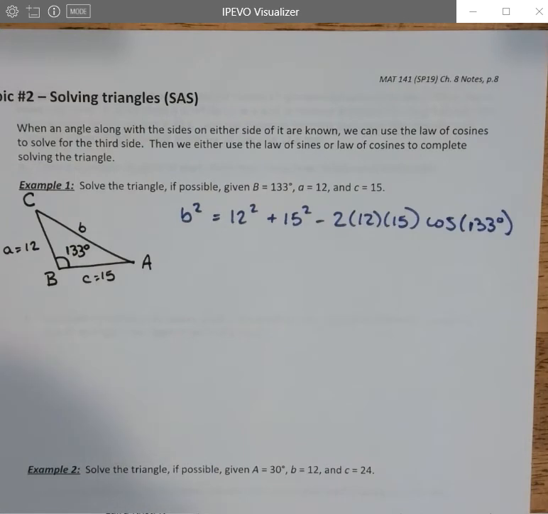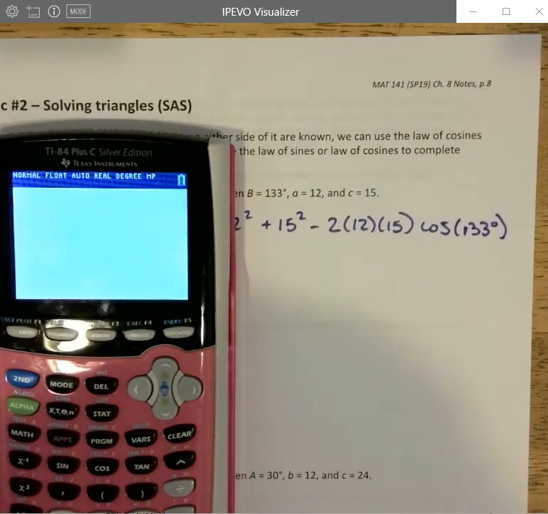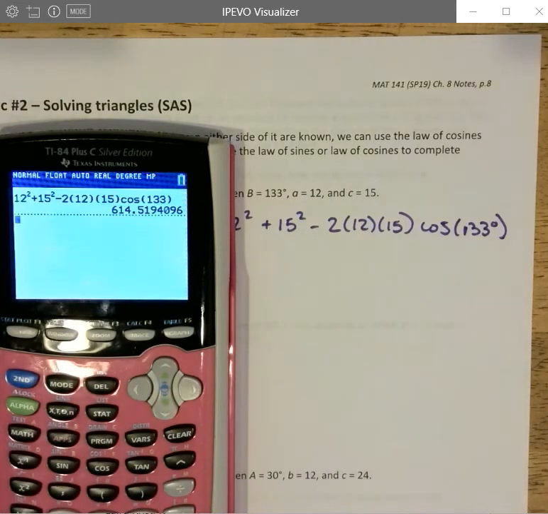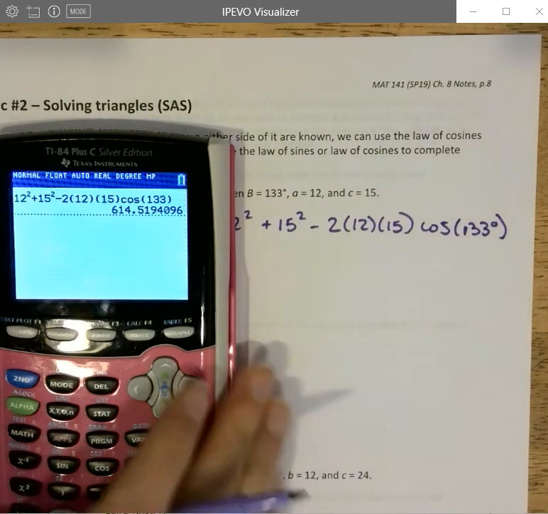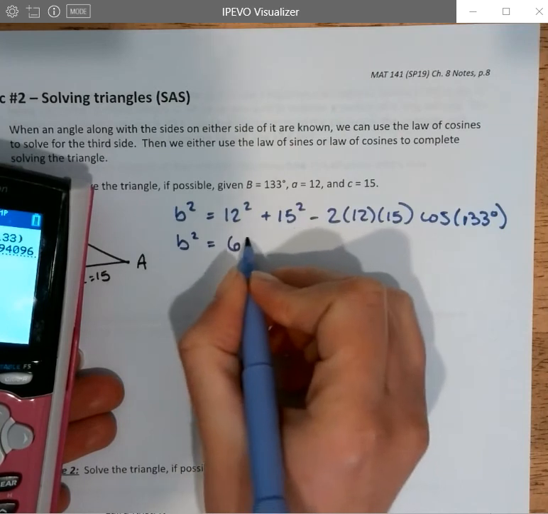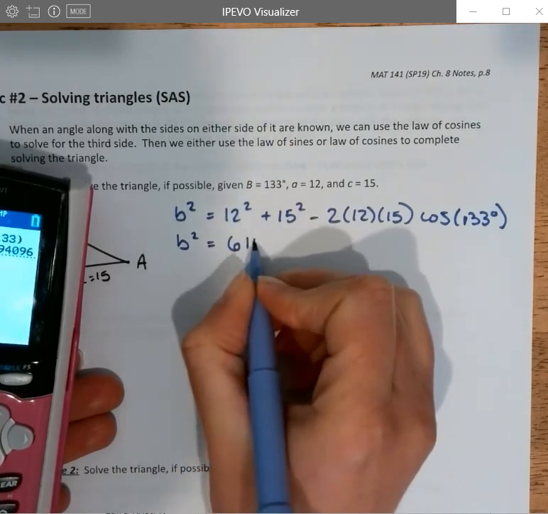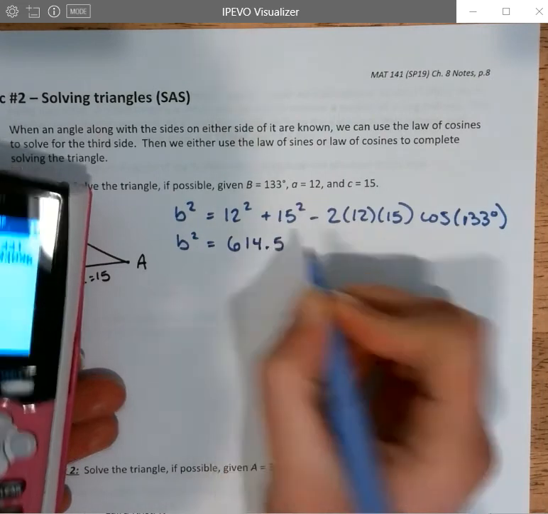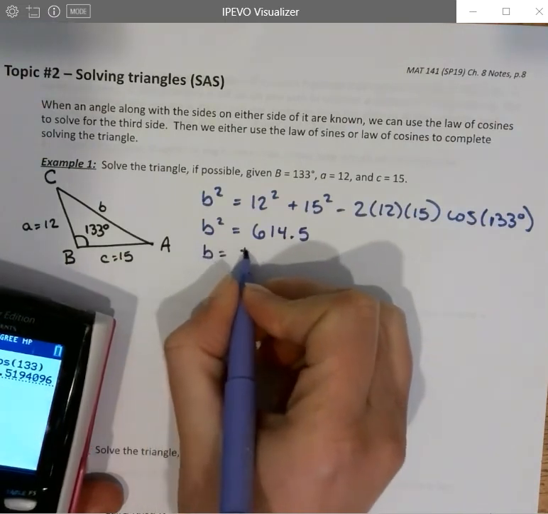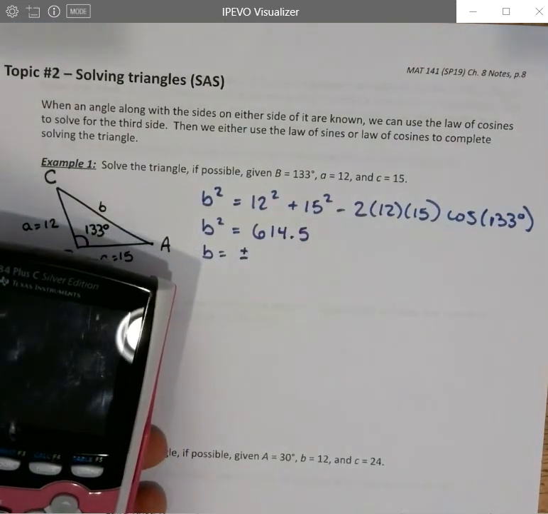I've got a calculator handy. I'm just going to make sure that it's in degree mode. Yes, it's in degree mode. So I can just type all that in: 12 squared plus 15 squared minus 2 times 12 times 15 times the cosine of 133 in degree mode. I just use the calculator because Desmos is in writing mode by default, and I thought it would be faster to do it this way. It doesn't matter, you can type it in as well. So b squared is equal to 614.5, and then b would be plus or minus the square root of that. Oops, turned it off.